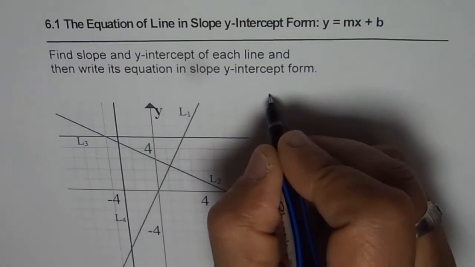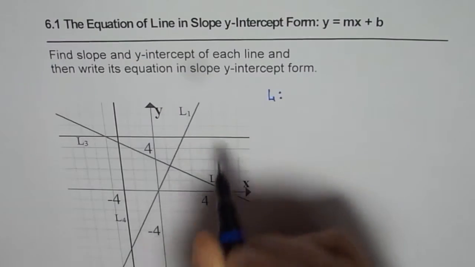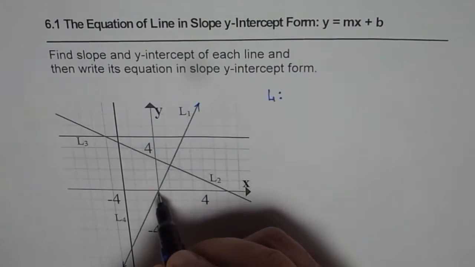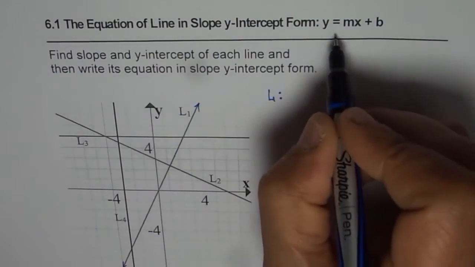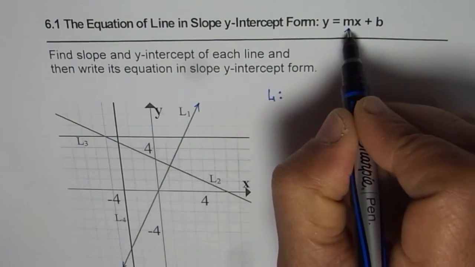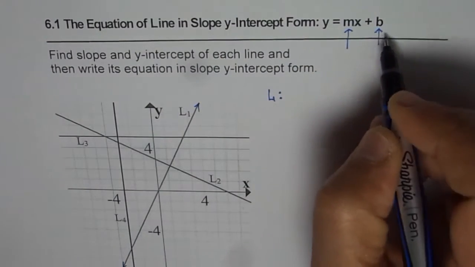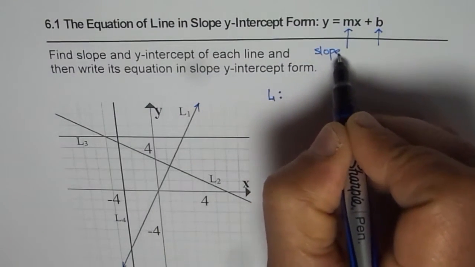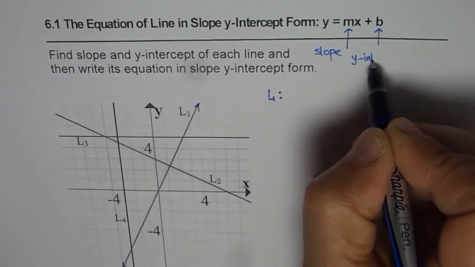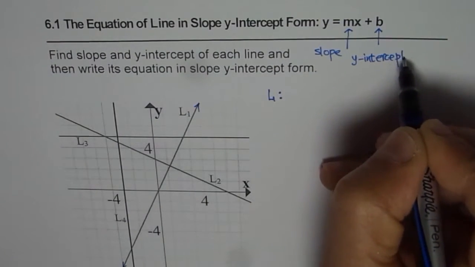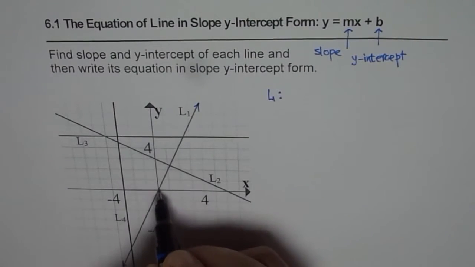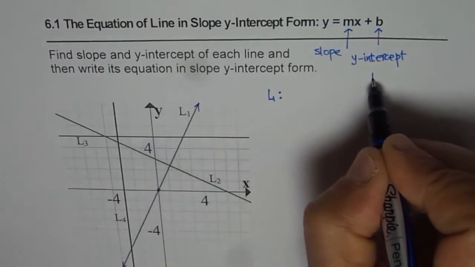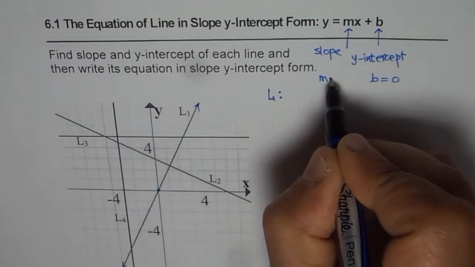So let me first consider line 1. Line 1 is this particular line we're talking about. Now we have to look for the y-intercept and slope, two things, and then write the equation in the form y equals mx plus b. This, as you know, is called slope-intercept form, where m is slope and b is y-intercept. Now for this line, the y-intercept is the origin. That means for this line, b is equal to 0, and let's find what m is equal to.